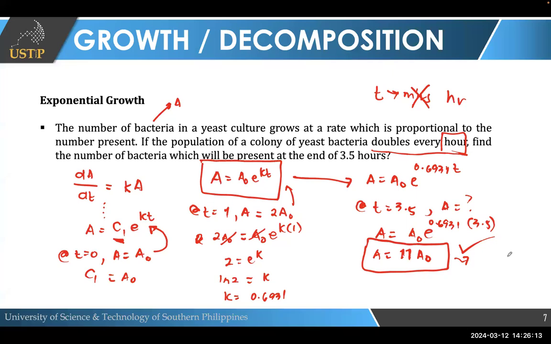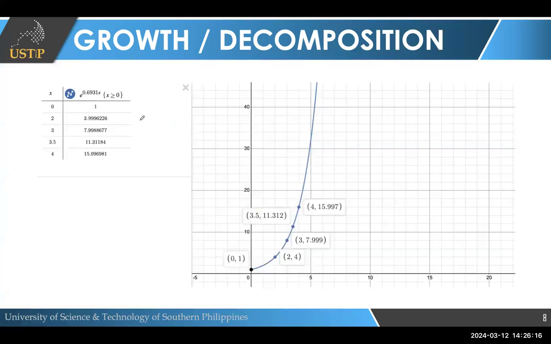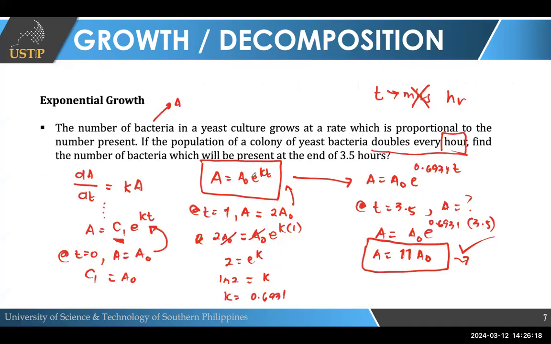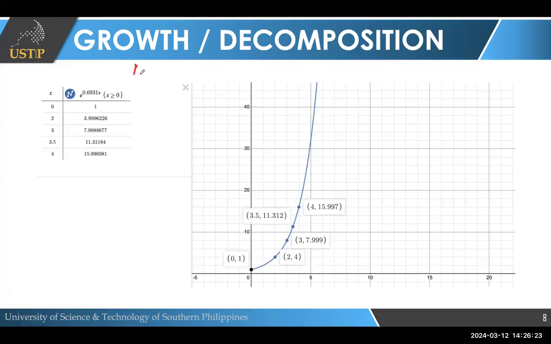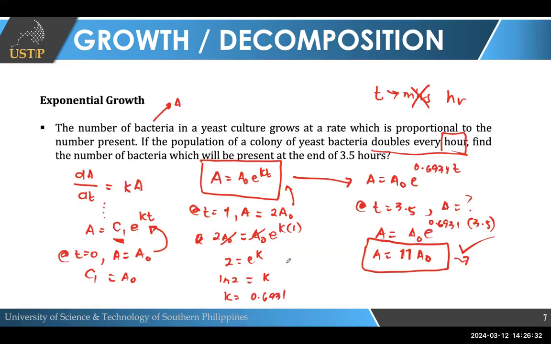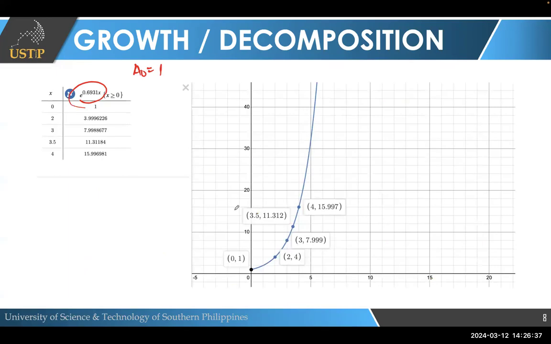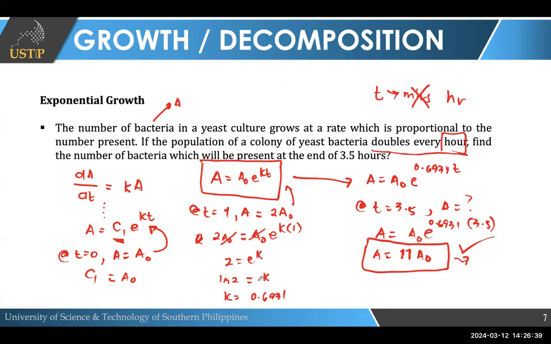Okay, let's go graph it. Let's graph this, class. The nice thing here is we have no value. So, when graphing, we have no value. Let's just assume it is 1. We put A naught as 1, and we can proceed. So, we just input e to the 0.6931x. Okay, so what did it say? Doubles every hour. So, what happens? Doubles every hour. At T is equal to 1, oh, I didn't show the 1, class. Okay, let's not go straight to 3.5.